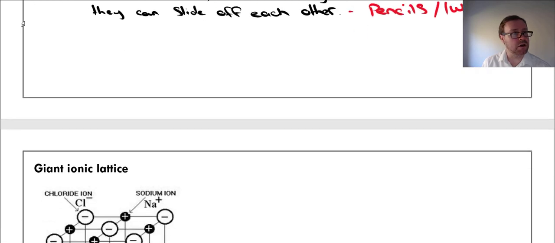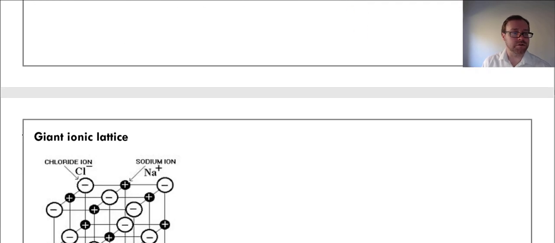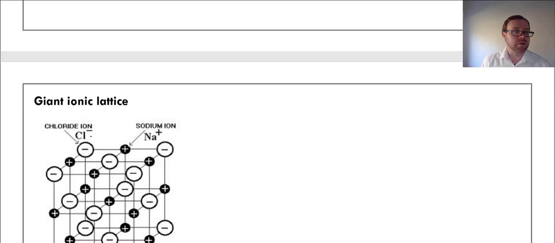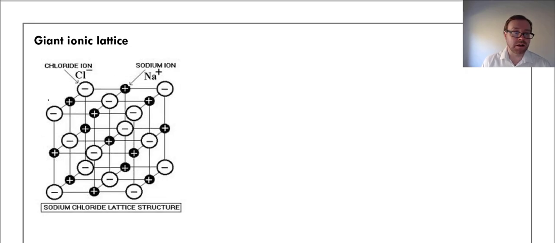Okay, so moving on. So a giant ionic lattice. Right, so what is a giant ionic lattice? Right, so ionic bonding, again, going up to here, giant. So it means that lots and lots of these ions are in a regular arrangement, but there's millions of them. We don't know how many there is, hence the word giant.